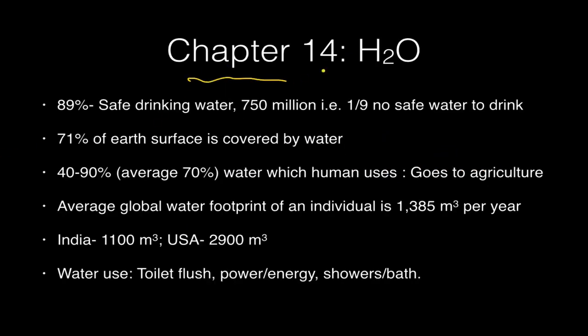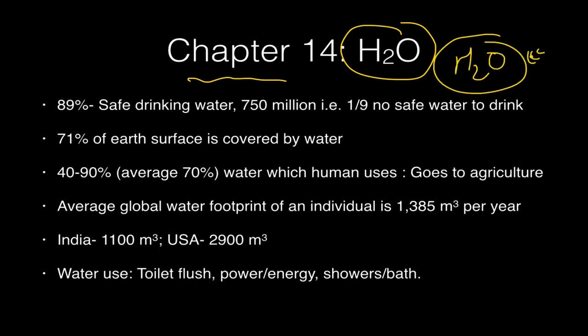Now chapter number 14 deals with water. I have deliberately written it H2O because many of us do not know the molecular symbol. No problem, we are not here to become scientists, but anyway. So 89% of the world's population have access to safe drinking water. That roughly translates to 6.3 billion of them, but 750 million do not have it. That's a very, very sad state of affairs.